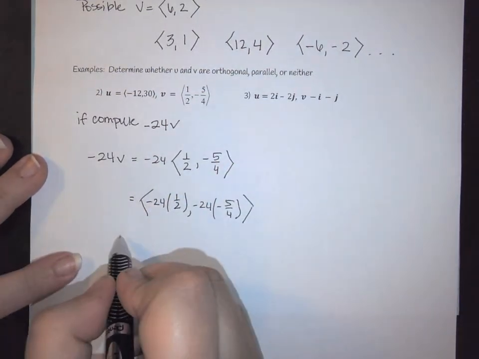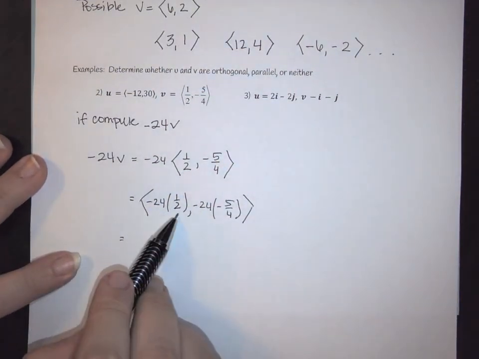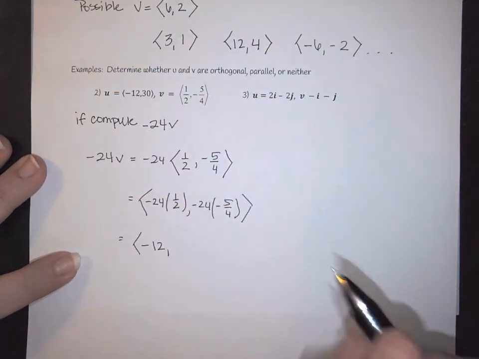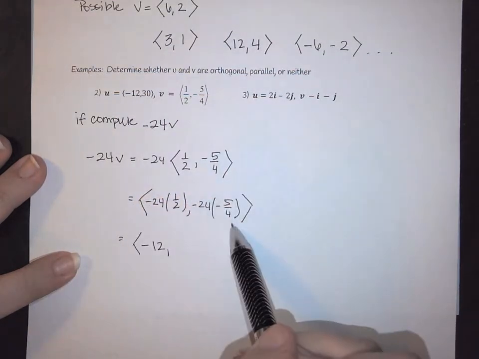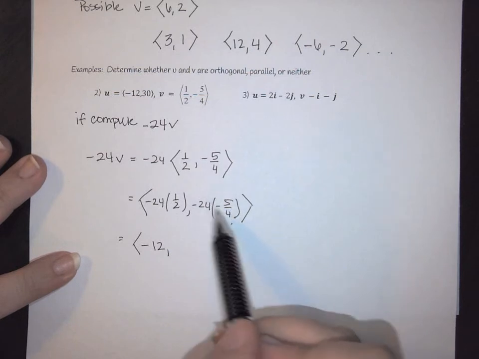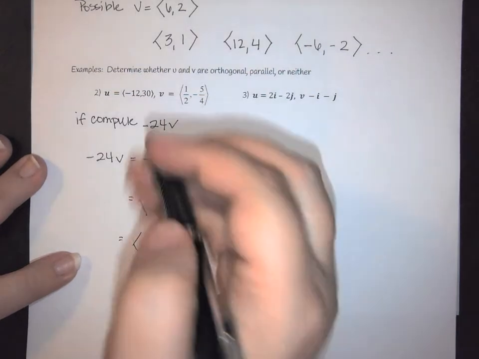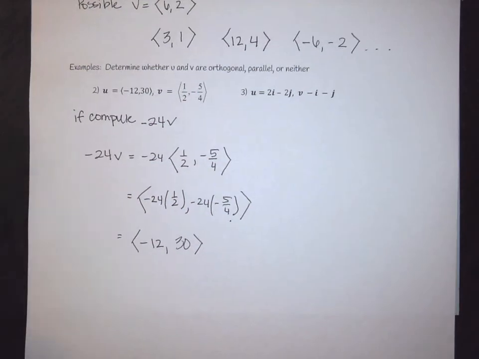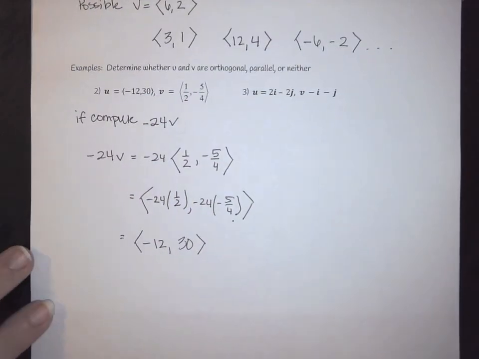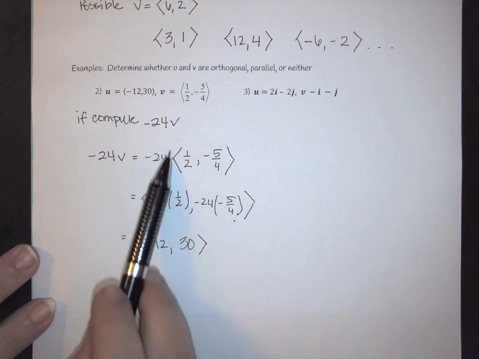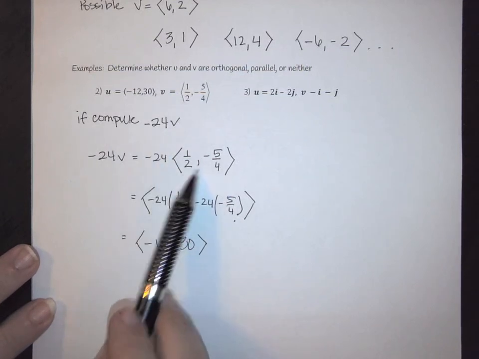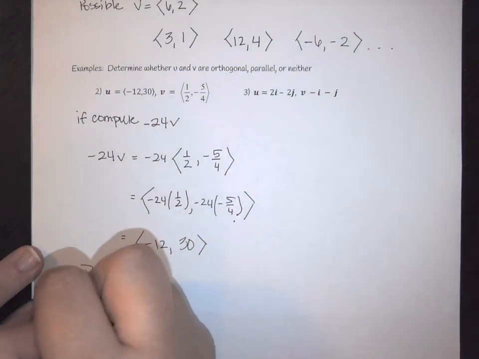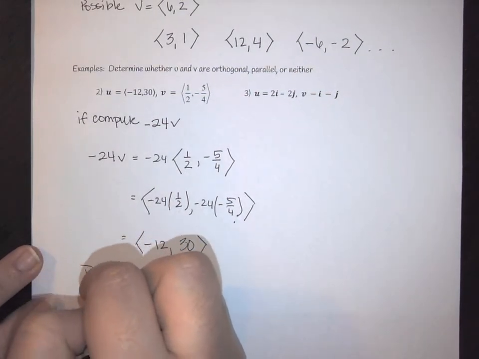So let's take a look. Negative 24 over 2 is going to leave me with negative 12. Negative 24 over 4 is going to leave me with negative 6. Negative negative is positive. 6 times 5 is 30. Now I know I did that kind of quickly, but that's the idea behind what you have to do. Because we were able to find a scalar that we could multiply this by to get the other, these ones are considered parallel.